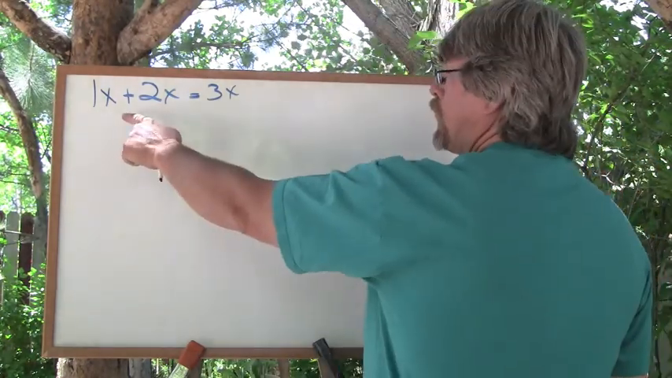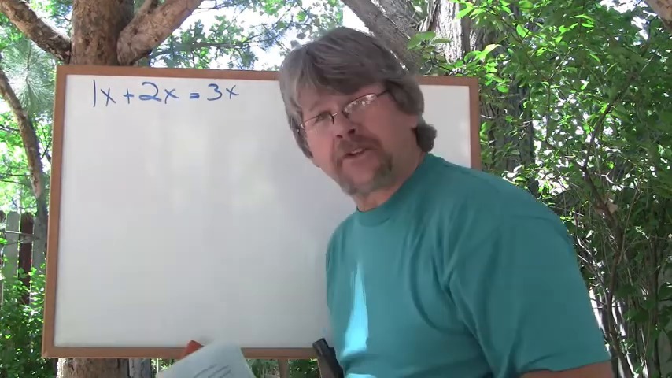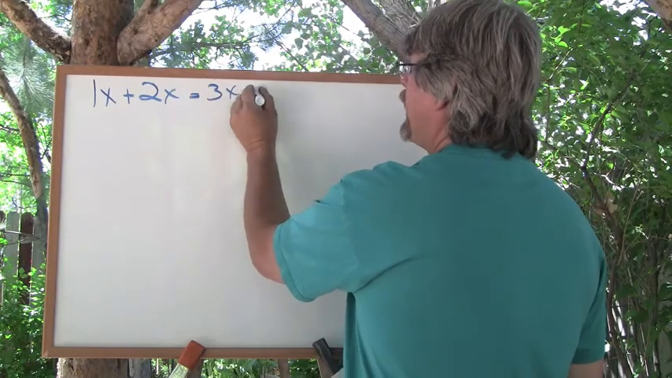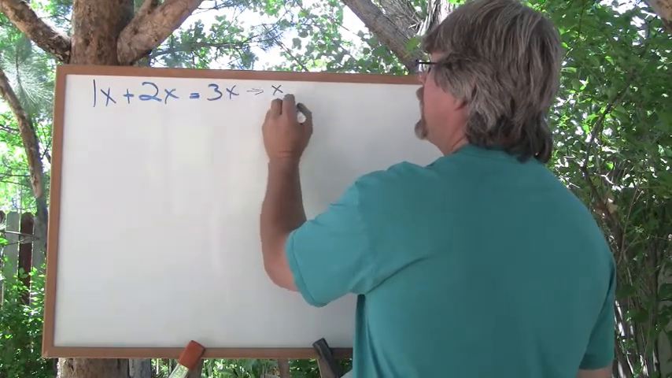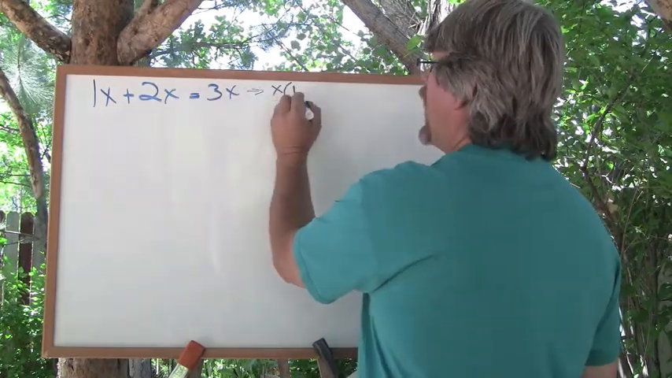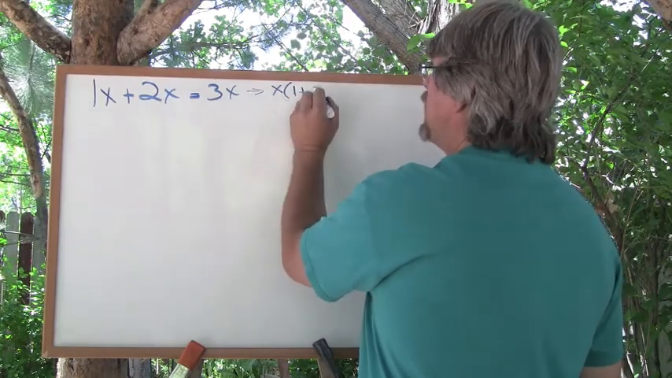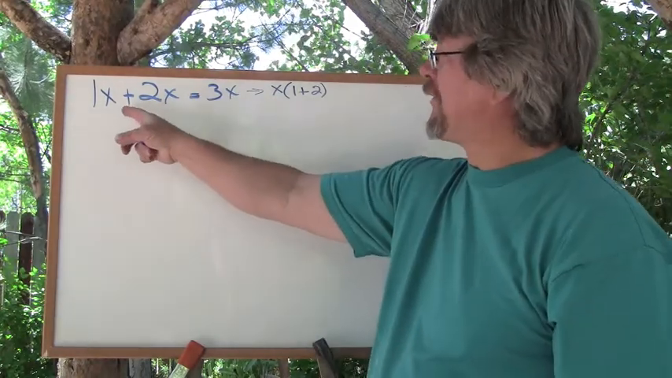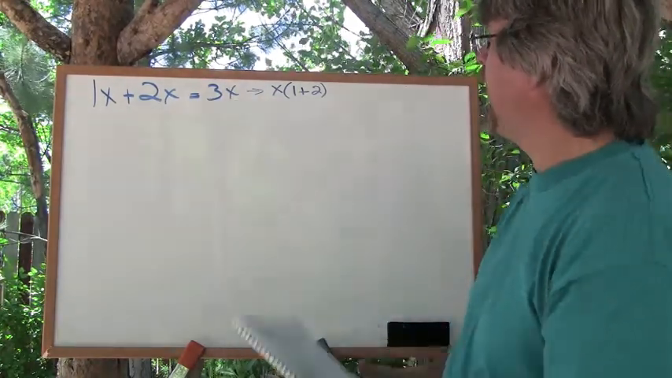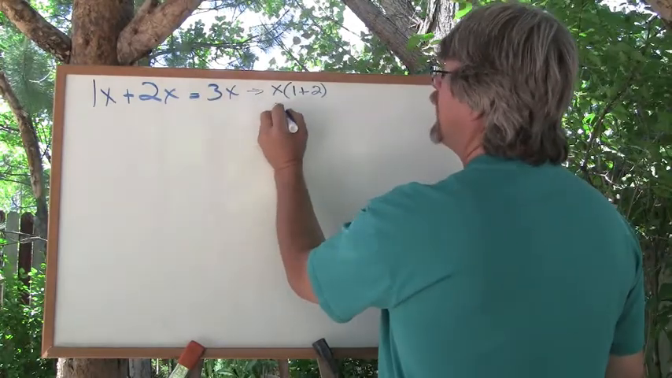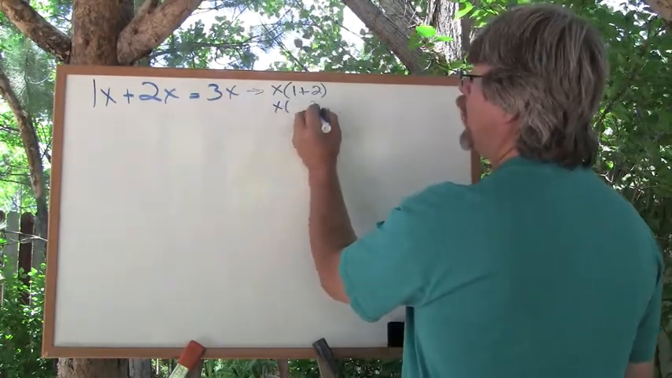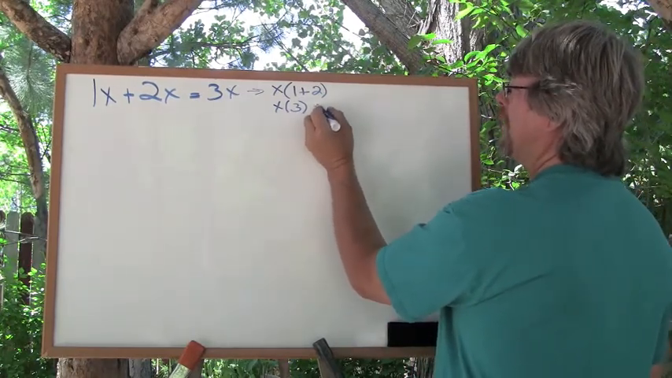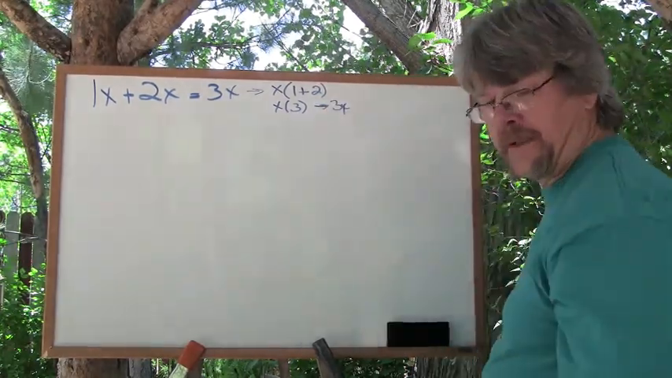Actually, what if we factor out the common term here? What's the common term here? X, isn't it? How about we factor out x? What are you left with? 1 and 2. Hey, isn't that cool how that works? We can factor this and still equal 3x, because this is x times 1 and 2 is 3. X times 3 is 3x. Isn't that fun?